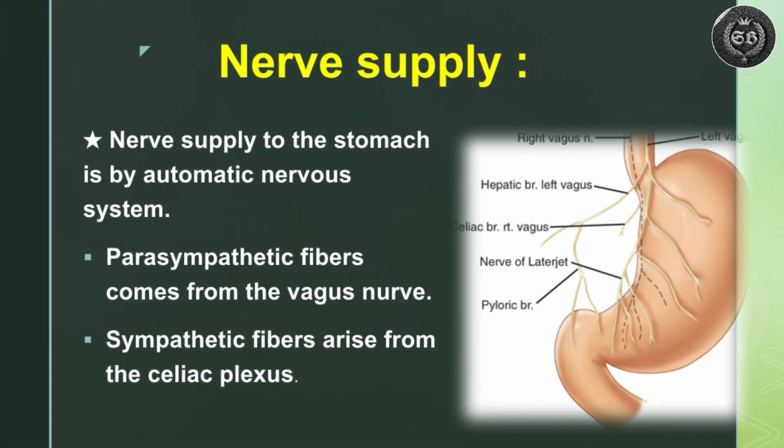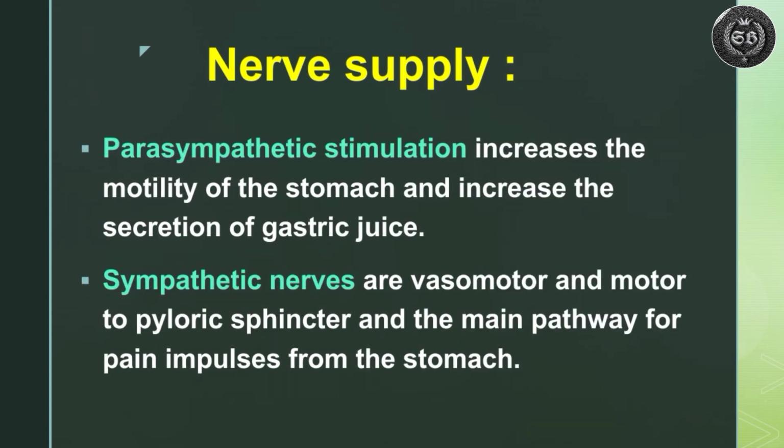Nerve supply of the stomach. Nerve supply to the stomach is by the autonomic nervous system. Parasympathetic fibers come from the vagus nerve and sympathetic fibers arise from the celiac plexus. Now parasympathetic stimulation increases the motility of the stomach and increases the secretion of gastric juice. Sympathetic nerves are vasomotor and motor to the pyloric sphincter and the main pathway for pain impulses from the stomach.